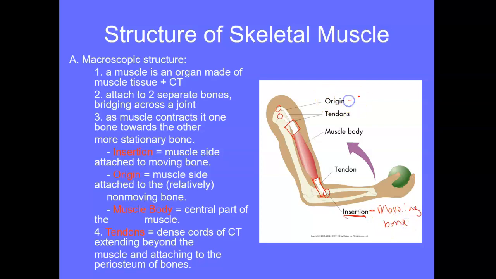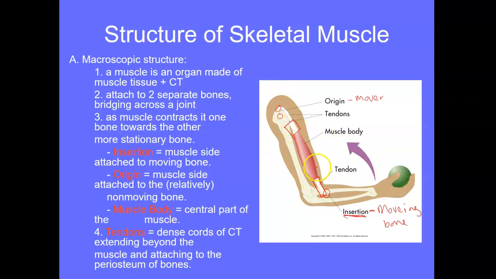So the origin is the origin of the mover, I guess you could say. And the insertion is where the moving is happening. Each one of those tendons is made of connective tissue, really strong, fibrous connective tissue. As the muscle contracts, one bone is moved towards the other bone. So the mover pulls the one that's moving up in this case.